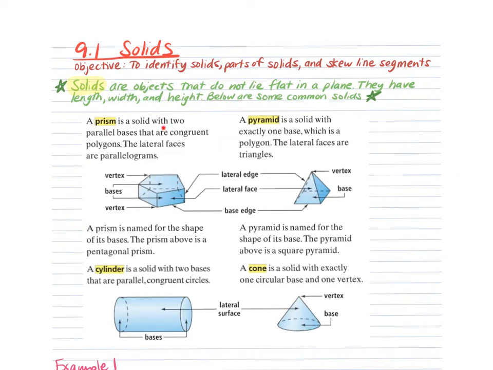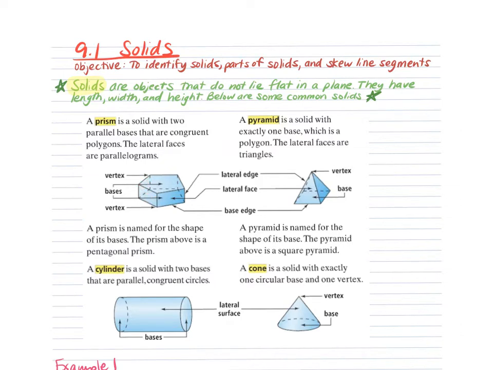So here's a prism. A prism is a solid with 2 parallel bases. You can see here this pentagon, a 5-sided figure on the bottom, and then this one on top. Those are your parallel bases, and they are congruent polygons. So the top shape is going to be the same as the bottom shape, and they're parallel, so they never touch. And then they're connected by what are called lateral faces, and they're all going to be parallelograms.